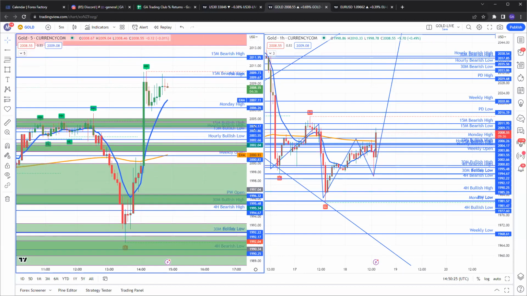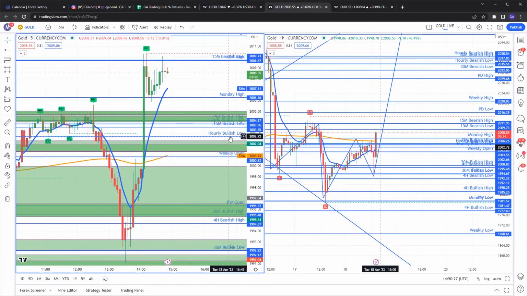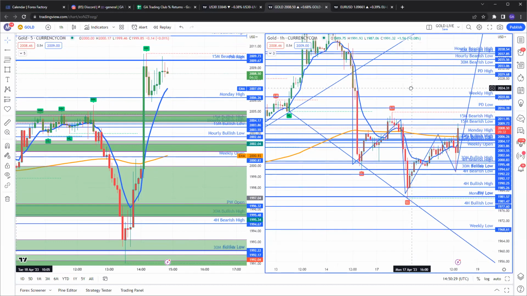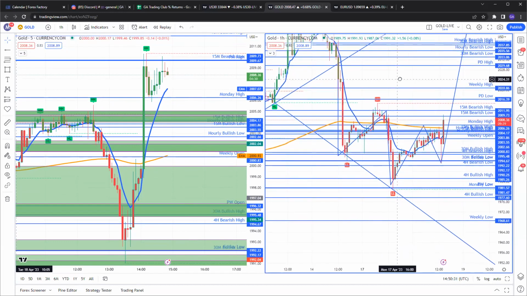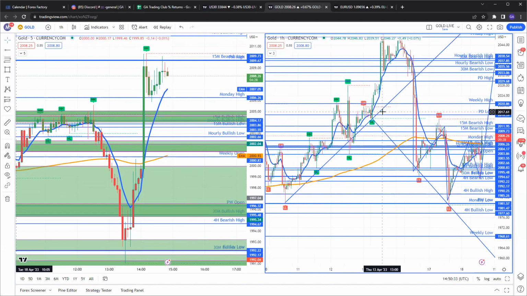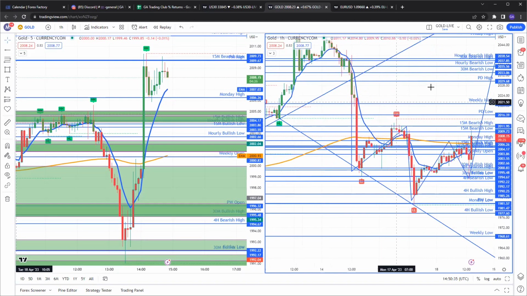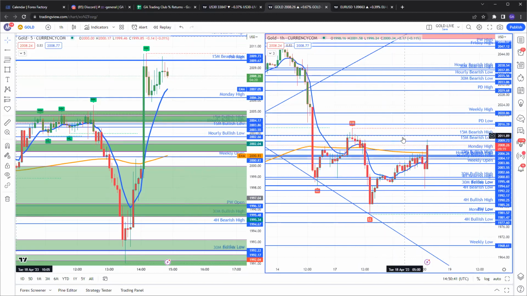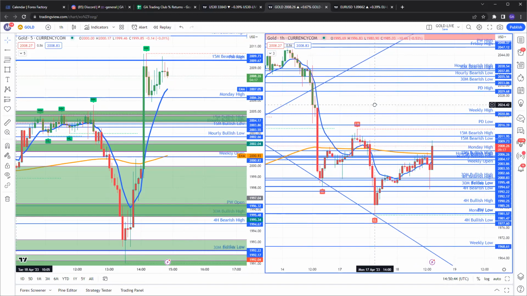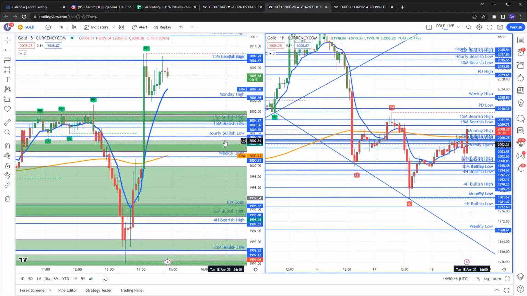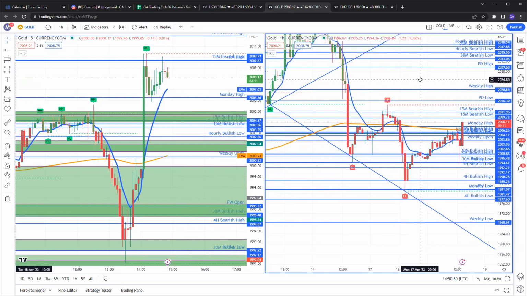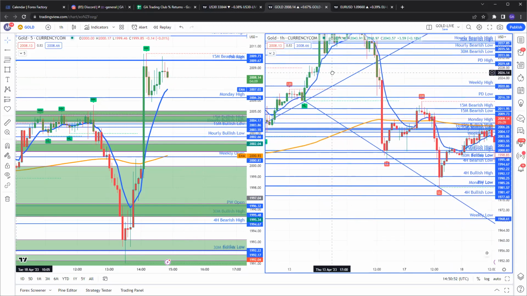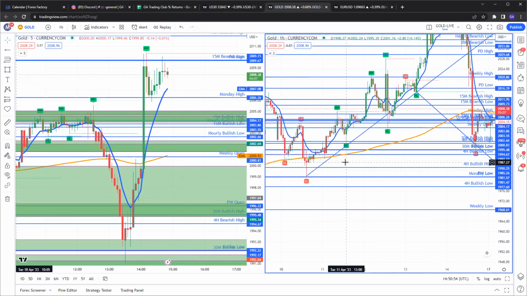I'm trying to look for high time frame order blocks like hourly and above, because I think those are still valid for today. Yeah, this is just too much. Let me delete this inverse head and shoulders. Let me see, there's an hourly bullish low here, hourly bullish high. So let me see if I can find that candle that I used to draw that. So I'm looking to the left of my chart.